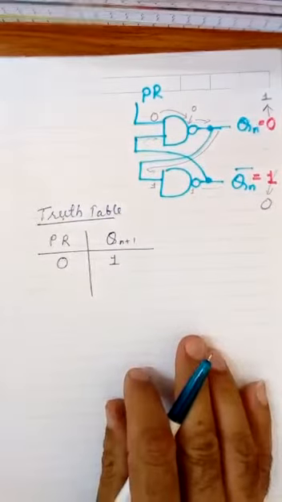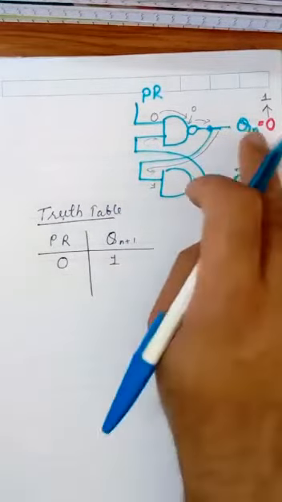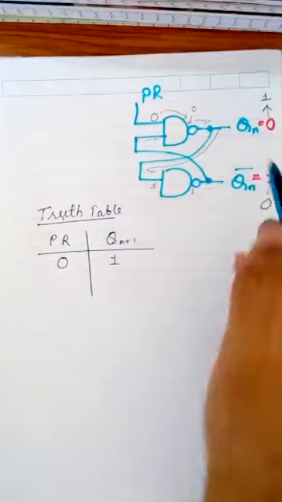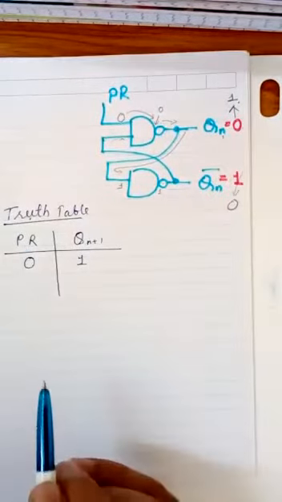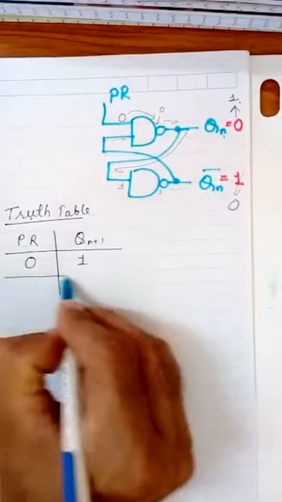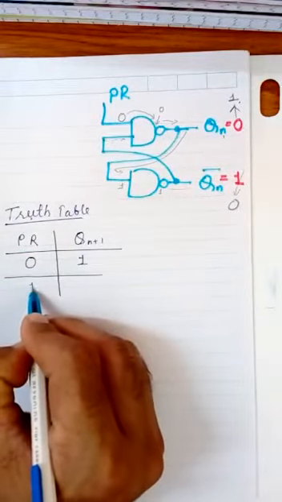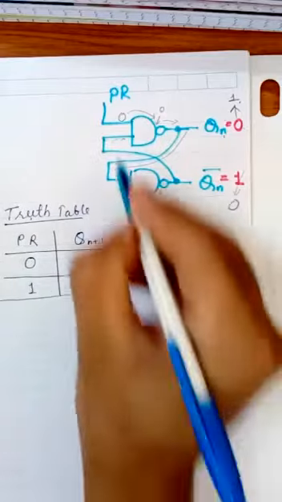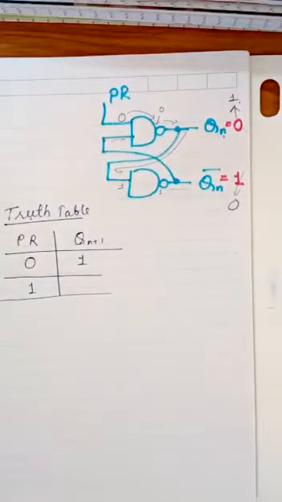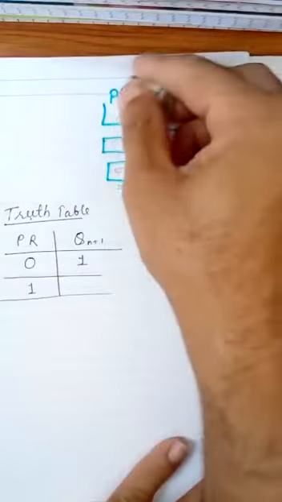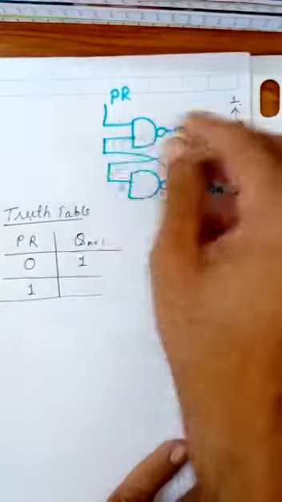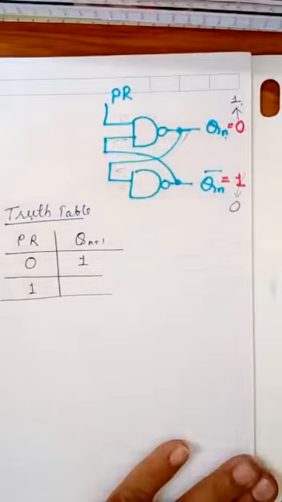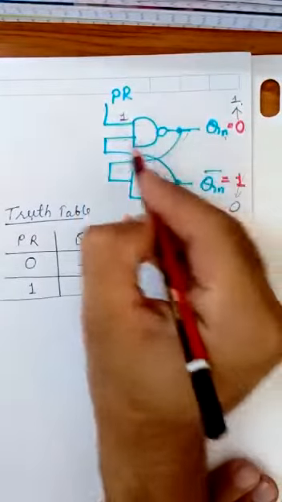Now in all cases, whatever may be the value at this Qn, it changes to 1 when preset is equal to 0. What will happen if we set preset as 1? In that case, if we set this preset as 1 like this, then what will happen?